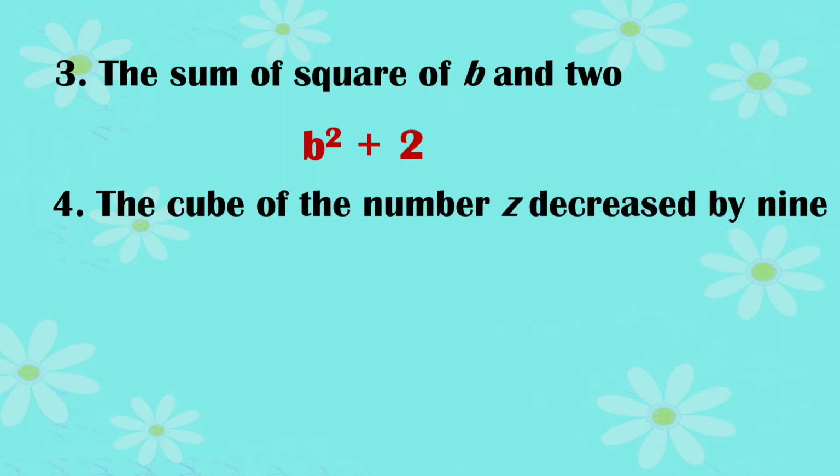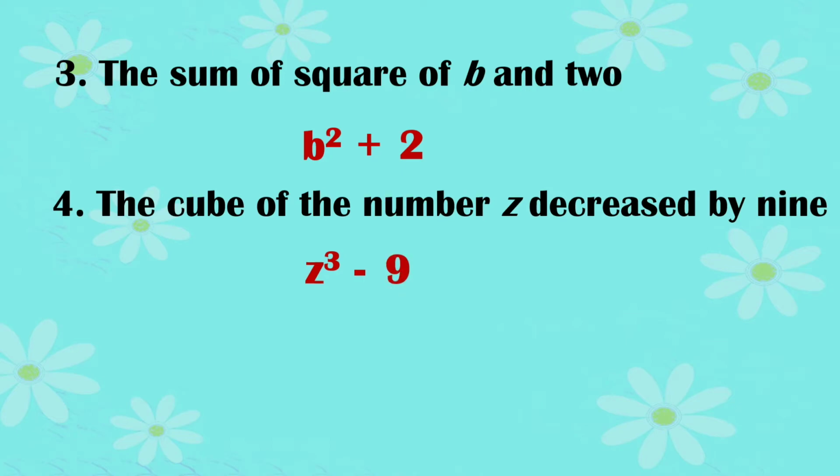Number 4, the cube of the number z decreased by 9. So, may word tayong cube. So, exponent po ito, which is 3. And then, may word tayong decrease. So, ibig sabihin minus. So, ang symbol po natin ay minus. So, yung parang dash, ano. And then, dahil pag minus, subtraction po siya. Ayan. So, cube of number z. So, na ang exponent niya ay 3. Decrease, so minus. So, yan yung symbol ng minus. By 9. So, ito yung number 9.